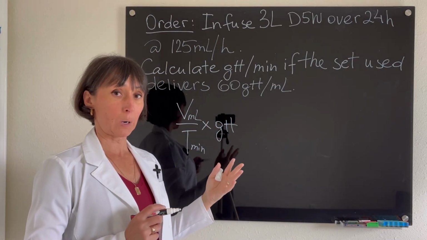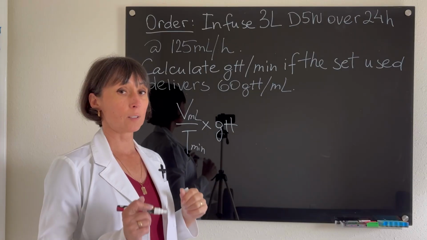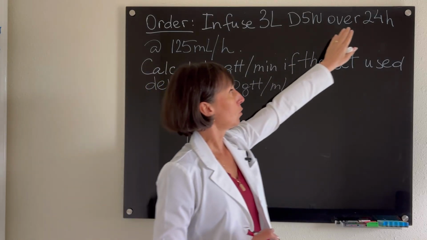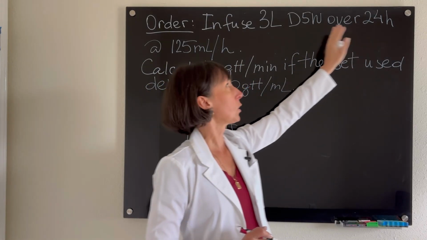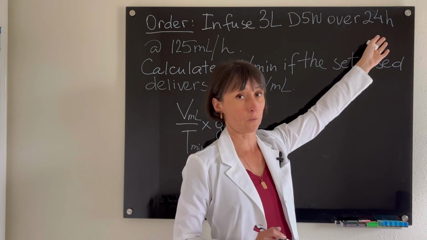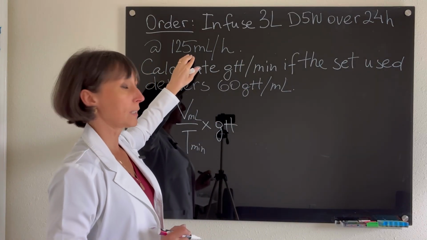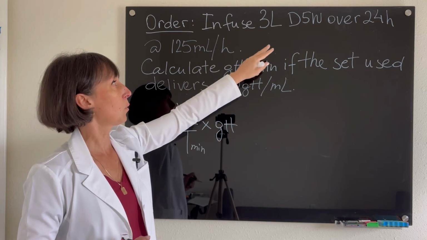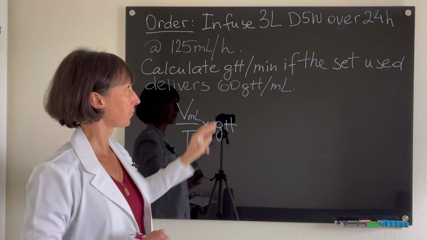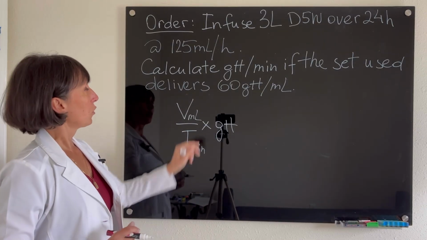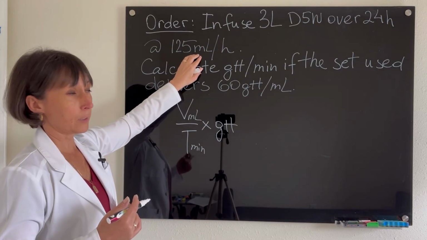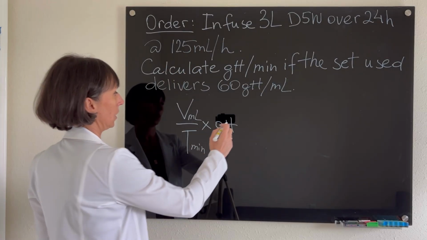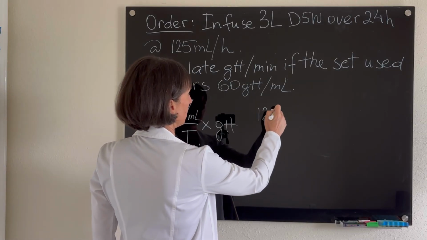So remember, in the previous problem, I told you volume has to be associated with your time. If I use 3 liters, I'm going to use 24 hours because 3 liters are going over 24 hours. If I choose to use this volume, I'm going to use this time with it. I can use either one in this particular problem. I'm choosing to use this one first. I'll show you with the other one as well. So let's say I want to use 125 milliliters per hour. I'm going to set it in my formula.